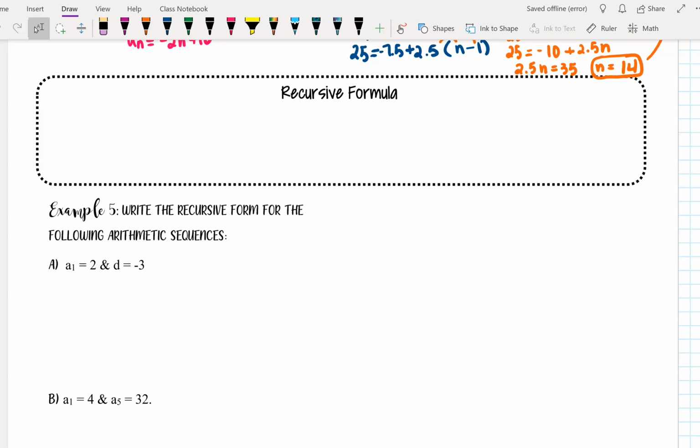Hey everyone. All right, so this is part 2. So we're going to talk about the recursive formula for arithmetic sequences.